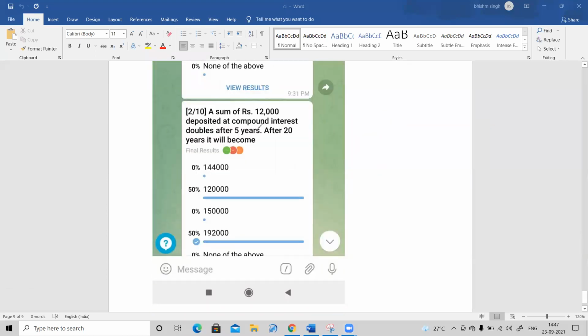A sum of rupees 12,000 deposited at compound interest doubles after 5 years. So I will not take 12,000 rupees. I will take amount P, and that becomes 2P. In how much time? After 5 years. After 20 years, it will become how much? That we have to find.